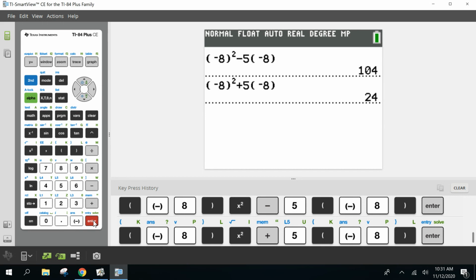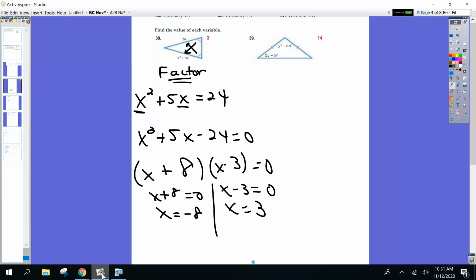Do I get a negative side length? Anybody at home? Negative side length? No. In fact, I get 24, which was the other side length, which I should have because it was isosceles. So there was no reason for me to reject the negative 8 on the answer key. Those are two valid answers right there.